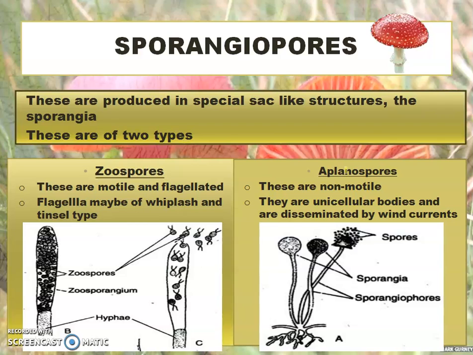Now talking about the sporangiospores, they are produced in special sac-like structures called sporangia. Sporangiospores are of two types: zoospores and aplanospores. Zoospores have flagella and they are motile, whereas aplanospores do not have flagella, and they are dispersed by wind. So you can find it in bread mold here, and these zoospores we can find in water molds. We will see about them later.